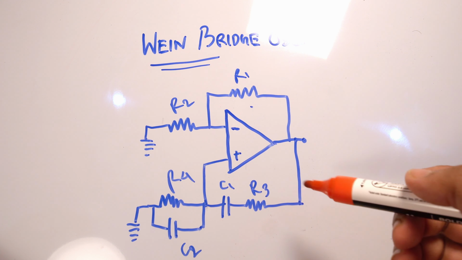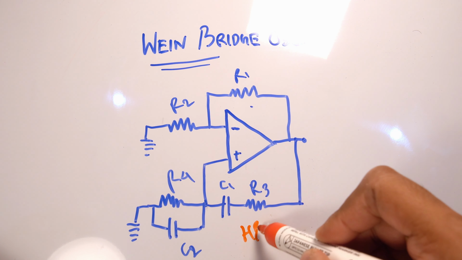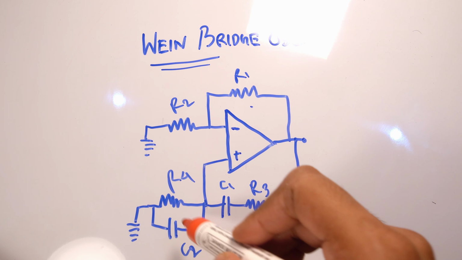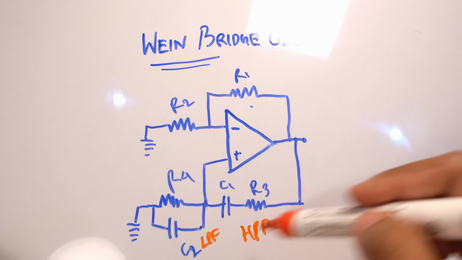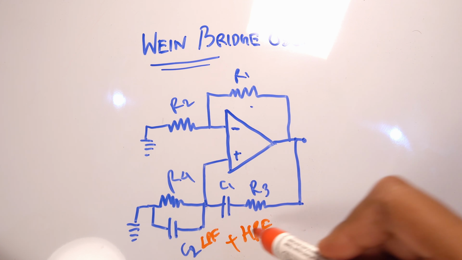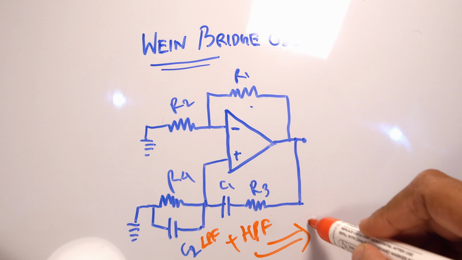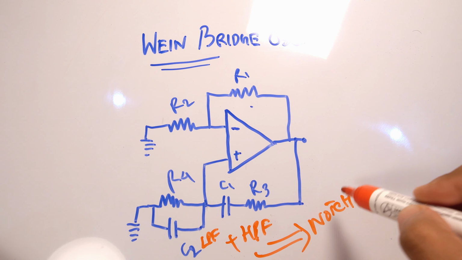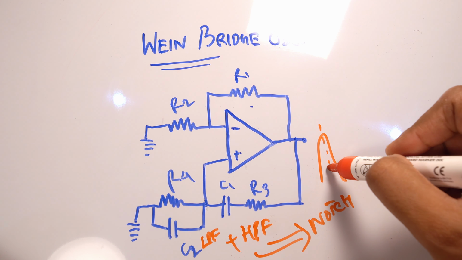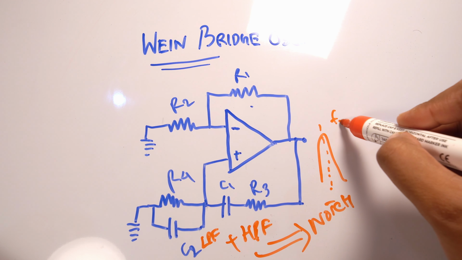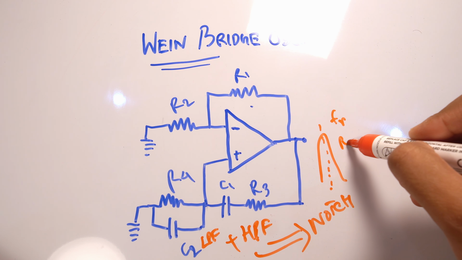So we can simplify the circuit by saying that this is one high pass filter right in here, and this is one low pass filter, this part, and together they form one notch filter where the response will look something like this, which is tuned at a particular frequency in here, FR, which is also the resonant frequency.